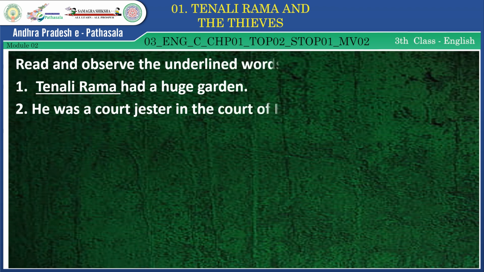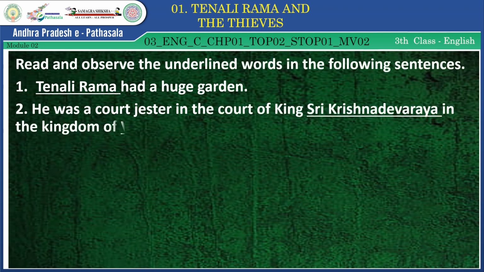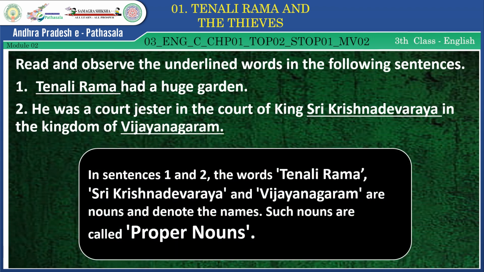Children, let's know the different types of nouns. Read and observe the underlined words in the following sentences. Number 1. Tenali Rama had a huge garden. The underlined word is Tenali Rama. Second sentence. He was a court jester in the court of King Sri Krishna Devaraya in the kingdom of Vijayanagaram. The underlined words are Sri Krishna Devaraya and Vijayanagaram.